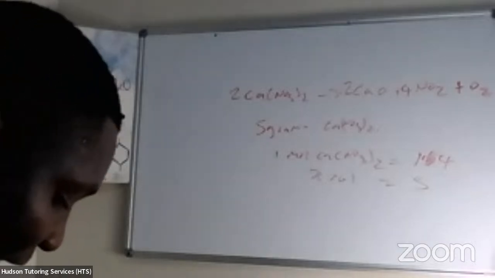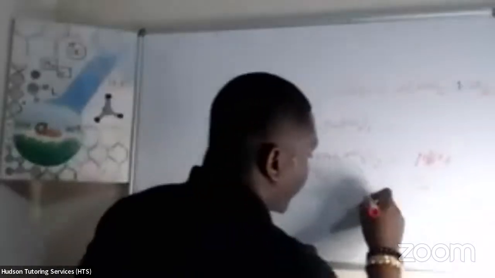So that would be what? 5 over 164. Let's calculate that. So it's 5 divided by 164, what do we get? Plug that in the calculator for me. Let me plug it in mine, just the same. So that's 5 divided by 164, which is 0.03 moles. So it's 0.03 moles of calcium nitrate.